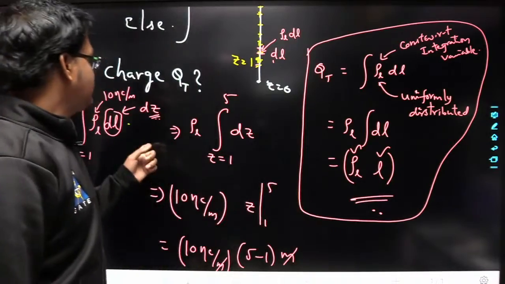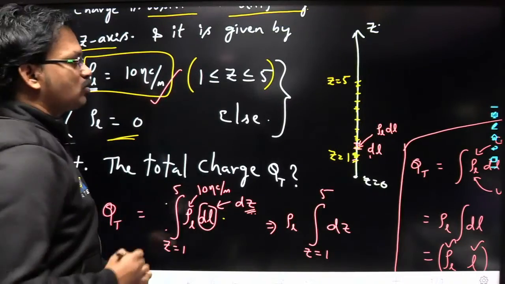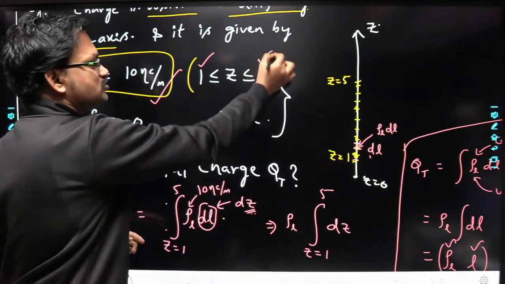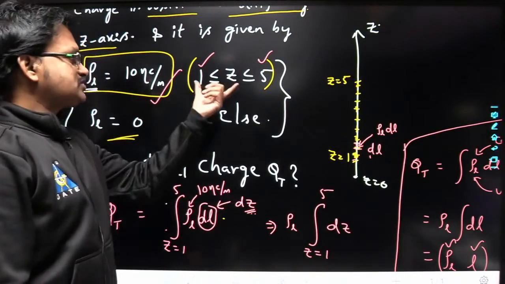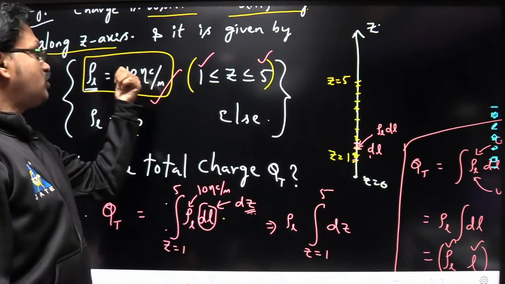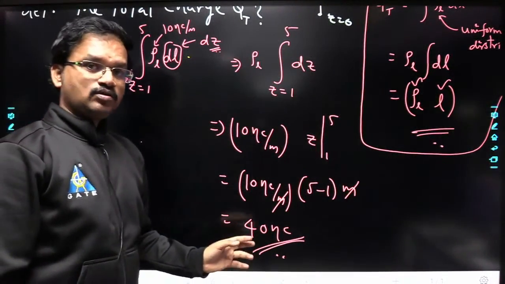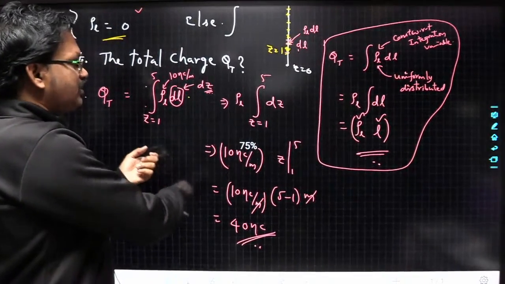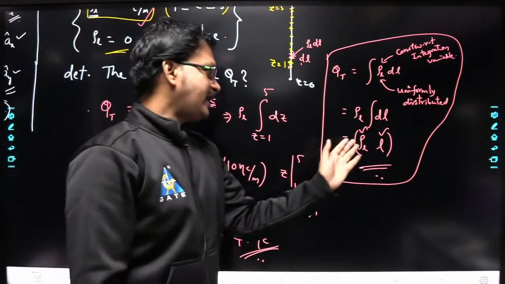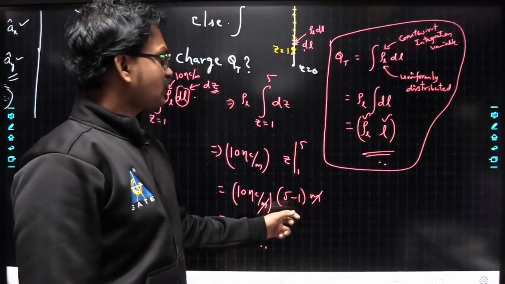Understood? Now in this problem also, the charge density is 10 nanocoulomb per meter. It is distributed over a length from z equal to 1 to z equal to 5. That means the total length is 5 minus 1, that is 4. 4 into 10, you will get 40 nanocoulomb. That's what we got here, or not? So whenever the charge is distributed uniformly, you can directly multiply the charge density with the length. Understood?